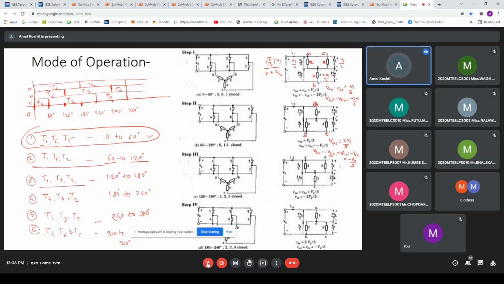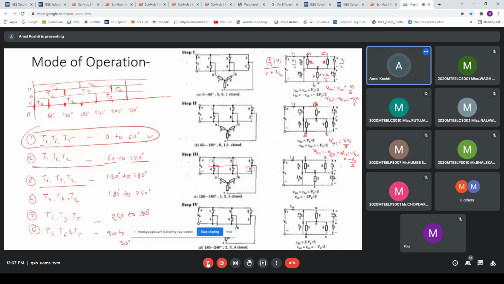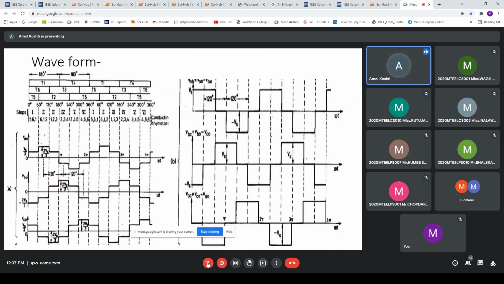Now in the third mode, T1, T3, T2 is on. In that case T1 is on, T3 is on. So T1 and T3 are the upper end switches, two upper end switches and one lower end switch. Again we have to write for this. After this, I am going directly to the plot, so once we plot this, we'll get this magnitude.